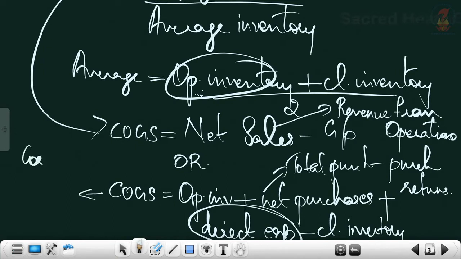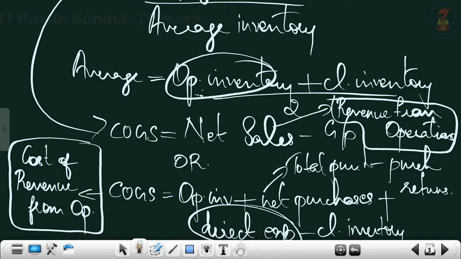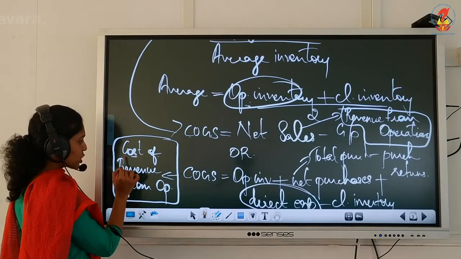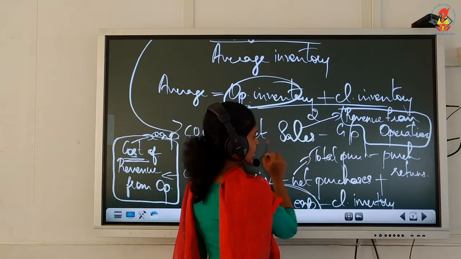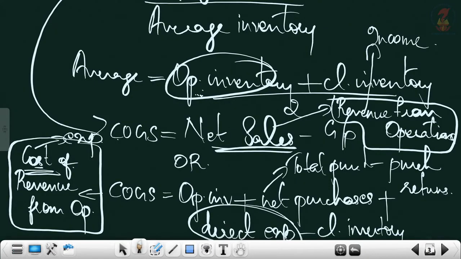Cost of goods sold is also known as cost of revenue from operations. Net sales is also known as revenue from operations. Both are entirely different items, because cost of goods sold, also known as cost of revenue from operations, is an expense. Cost means always an expense, whereas sales or revenue from operations is your income. So don't get confused between both these items. Both are entirely different. One is expense, one is income.